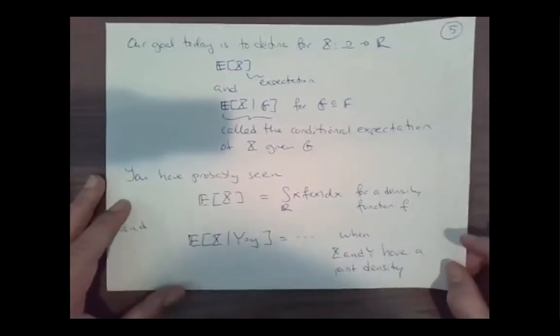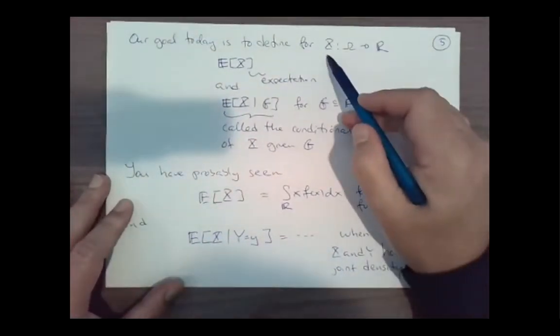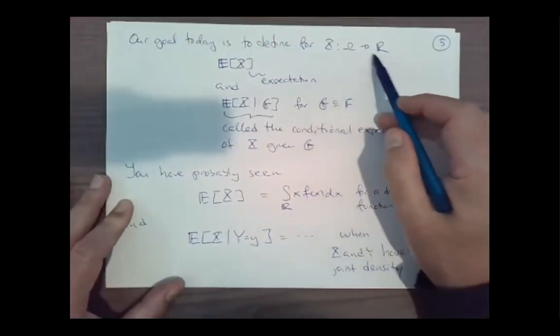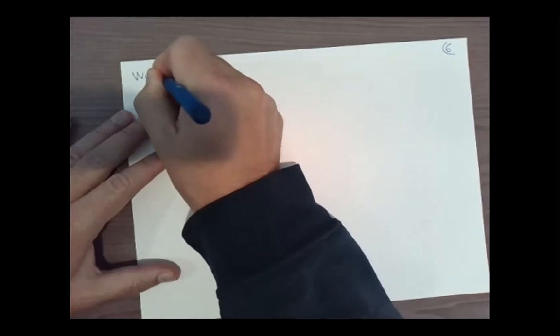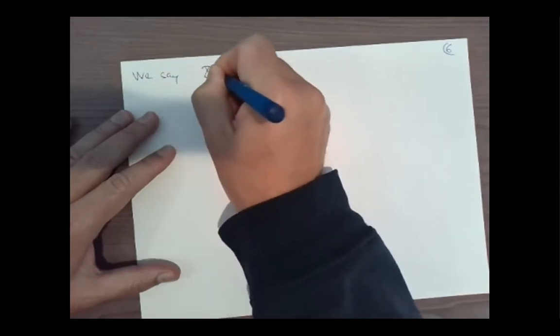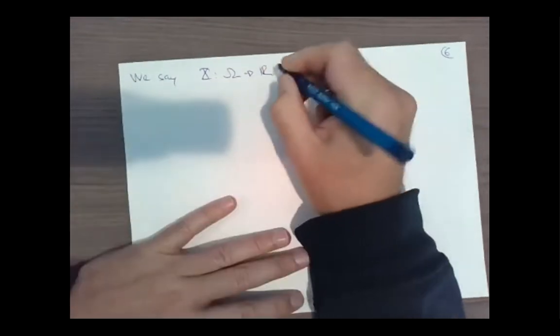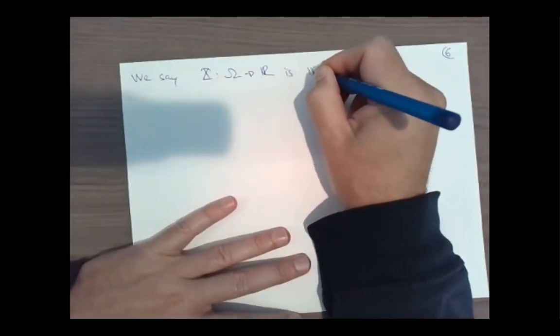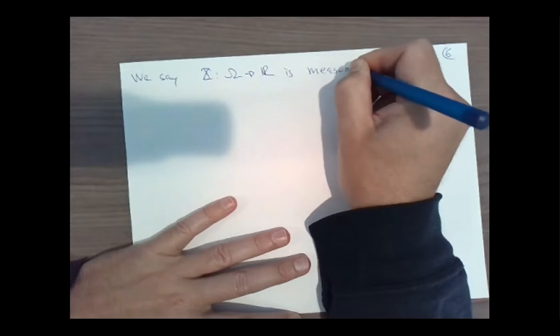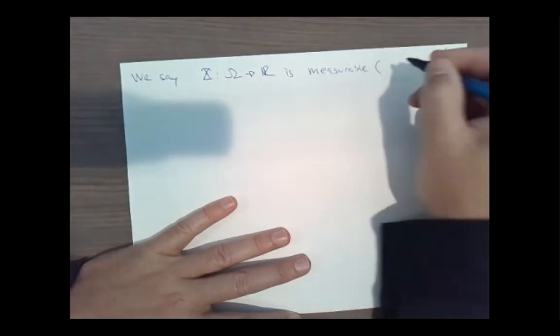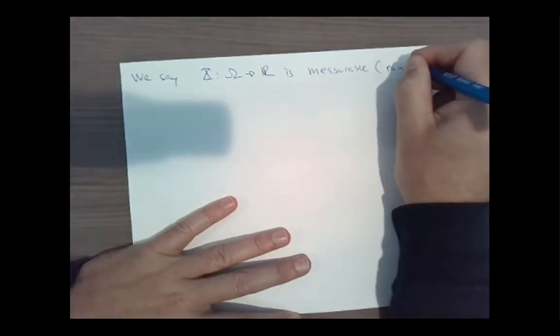So the first thing we need to do is to put more structure on these functions here. The first notion that we're going to need is measurability. So we write what that is. We say that X, so again, it's a function, we say that this is measurable. This is also called a random variable.